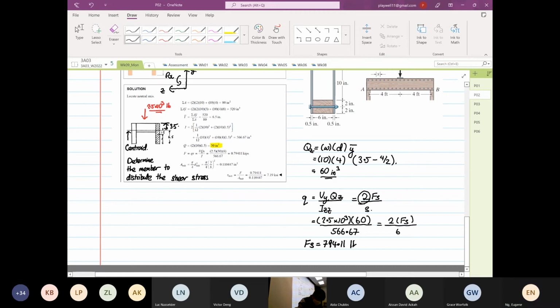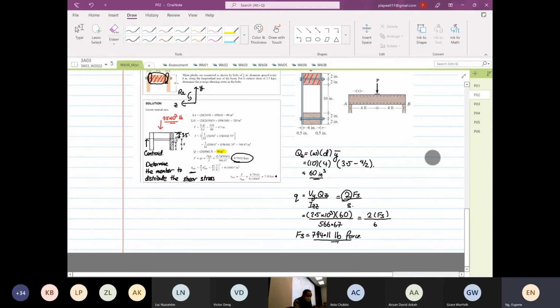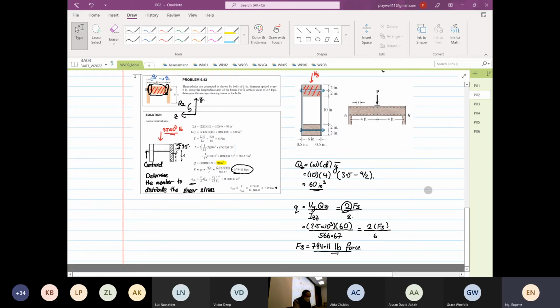794.11 power force. So you see the 0 point, it's the same. Then you find the stresses on the bolt. So you can see what we did in the example that we learned is valid. It's different from the book, and I'm fine with that. Being different is fine.